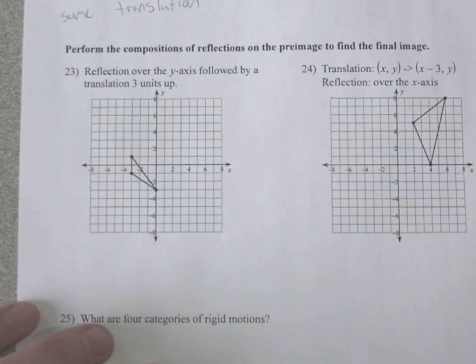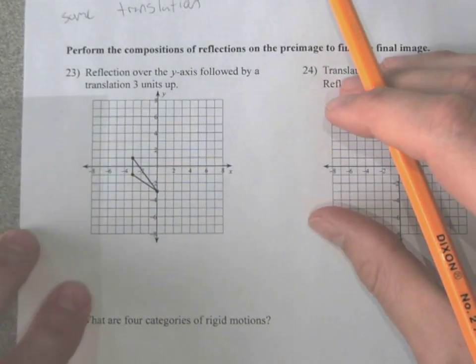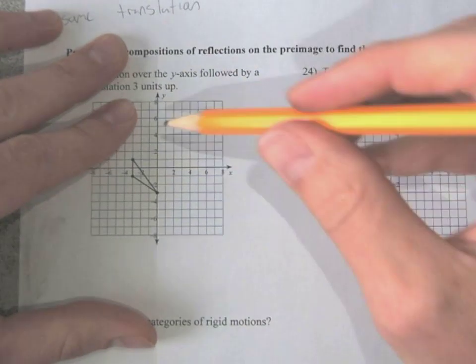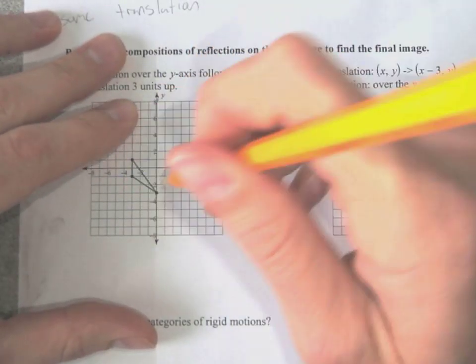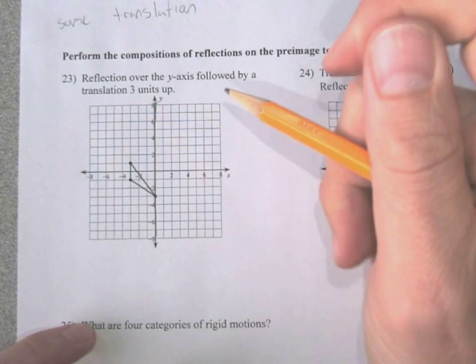So that is a composition of transformations. It's not two reflections, but it doesn't have to be. So we're going to go over the y-axis, which is this guy, and then after that we're going to do a translation 3 units up. Okay, let's start with the y reflection.